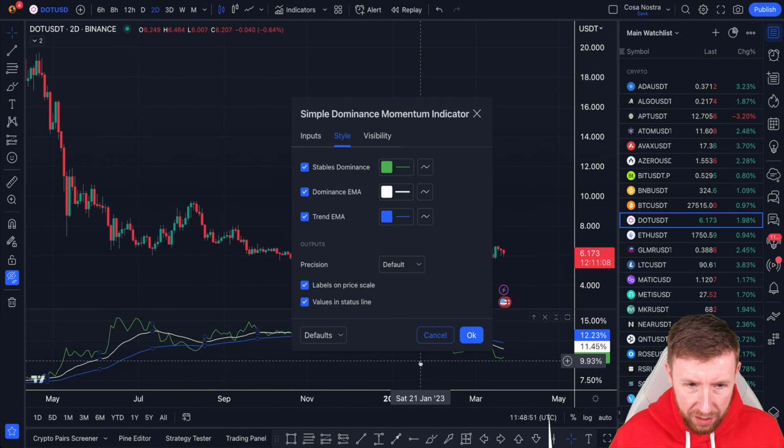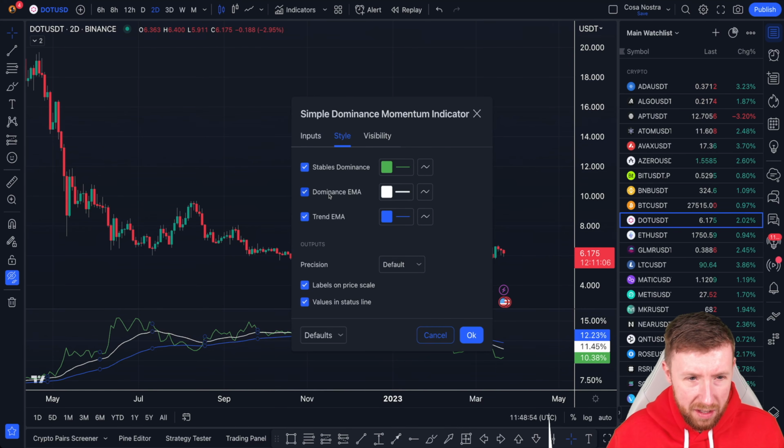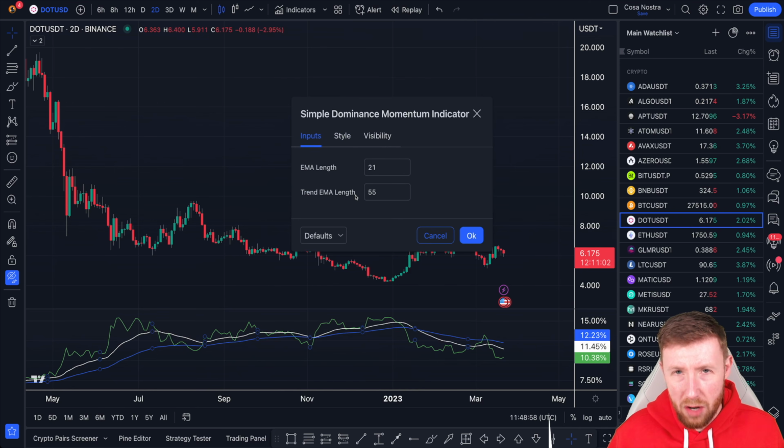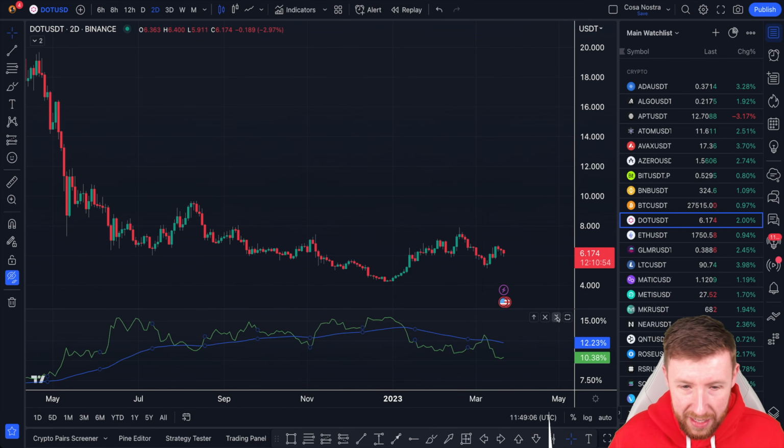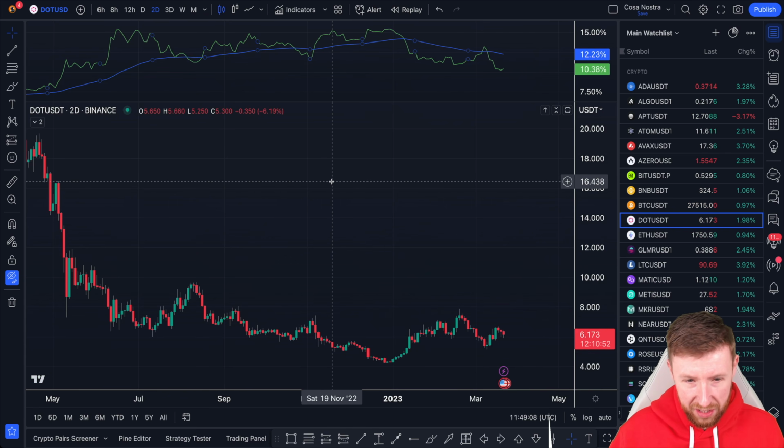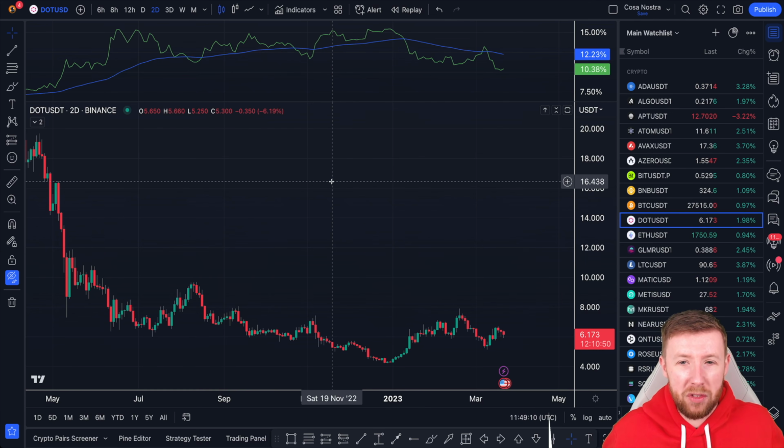Now, if you double click onto it: stable dominance, dominance of the EMA, and the EMA trend. The EMA overall trend is 55 and the current EMA. You can set these to whatever you want, really. However, I like to remove this. I only like to have one EMA on mine. I also like to put it at the top as well, just because it's better. Now, when you are on USDT or USDC, whatever, it will work in terms of the stable currency dominance.